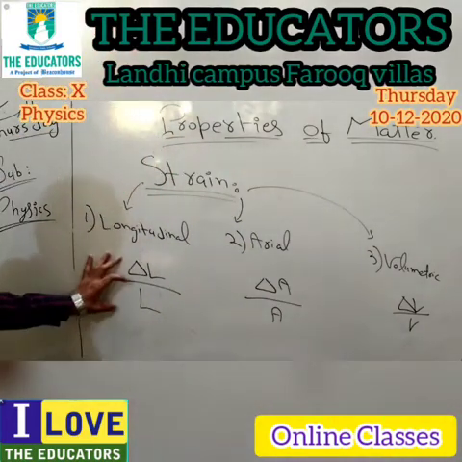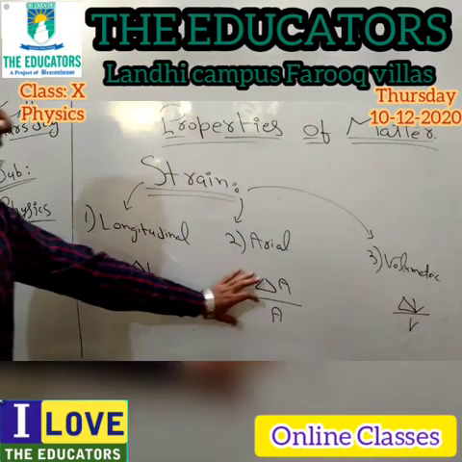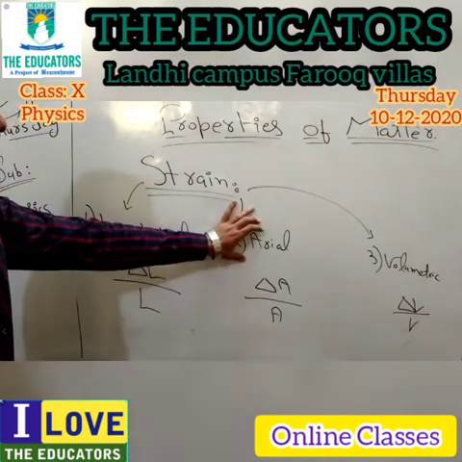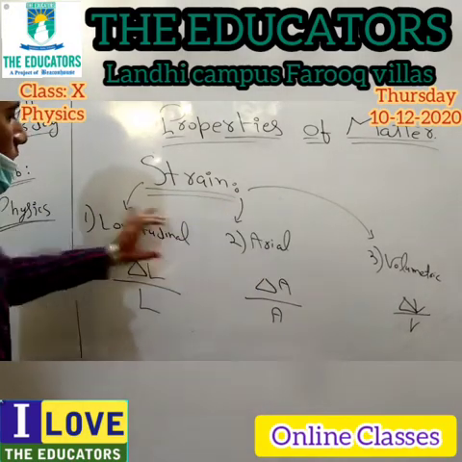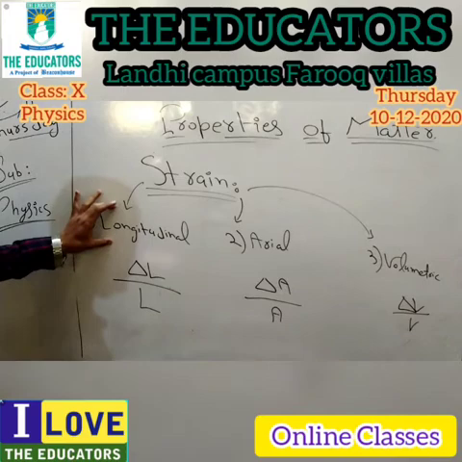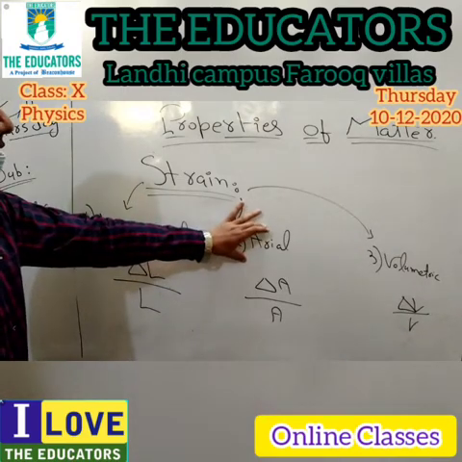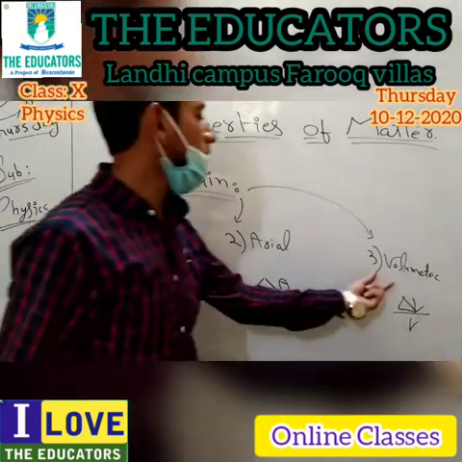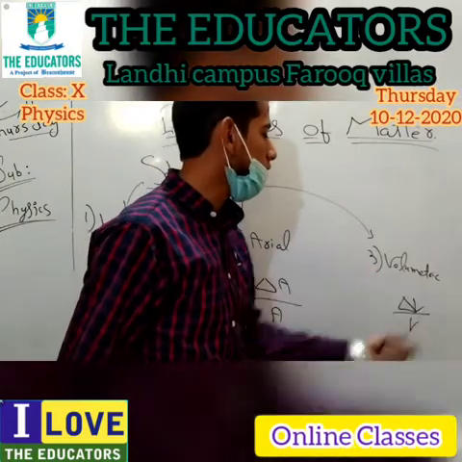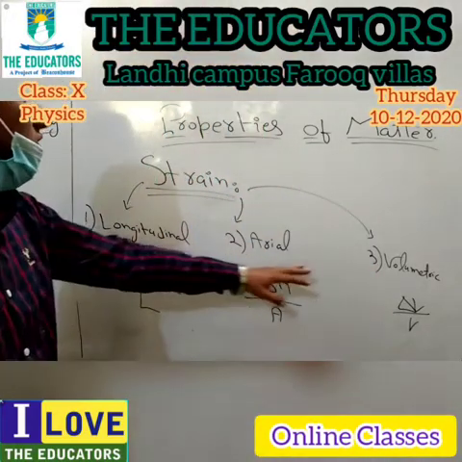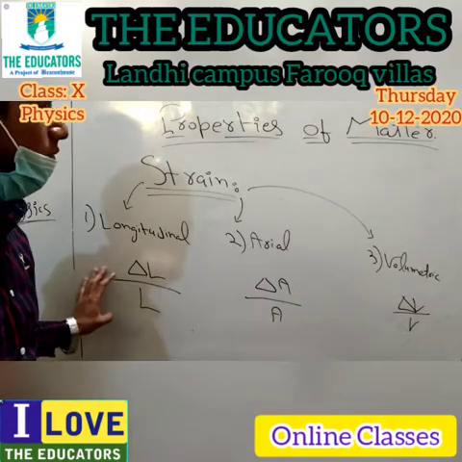So that is indicating longitudinal strain. That is indicating areal strain. It means change in deformation in area. Here is deformation in the length, in the second type there is deformation in area, and in the third type there is deformation in volume. So these are the three types of strain, and all three have different formulas.